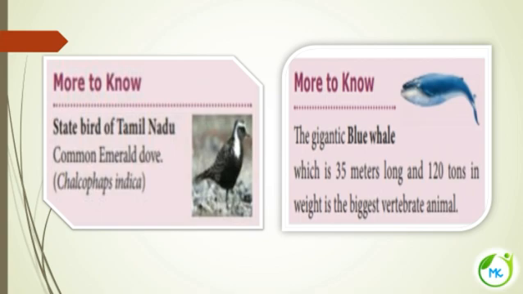Next, more to know. The state bird of Tamil Nadu. So which is referred to as the state bird of Tamil Nadu? The common emerald dove is referred to as the state bird of Tamil Nadu, and its binomial name is Chalcophaps indica. And the giant blue whale, so it is around 35 meter long, and the weight is 120 tons. It is the biggest vertebrate animal.